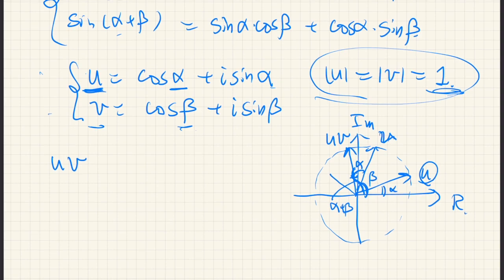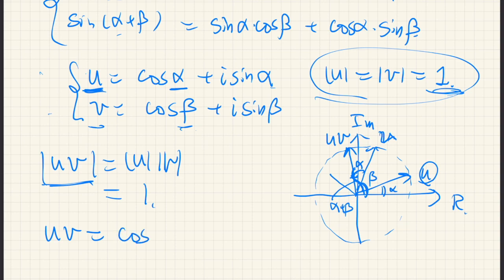Also, multiplying by u doesn't change the magnitude, the modulus of v. So the modulus of a product is the product of moduli. So this is still 1. Okay, so the result is still on the unit circle. That means we can write it as cosine of, the argument of this is obviously alpha plus beta. So the real part should be cosine of alpha plus beta, and the imaginary part should be sine of alpha plus beta.